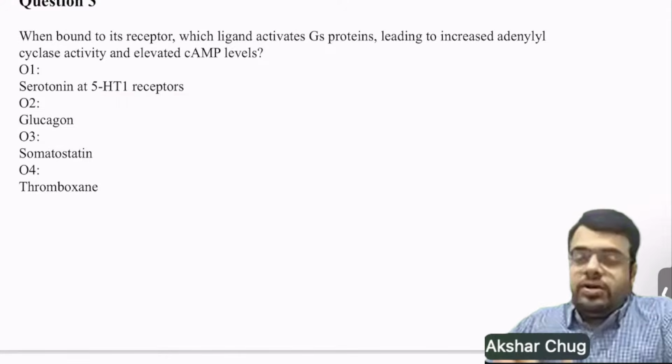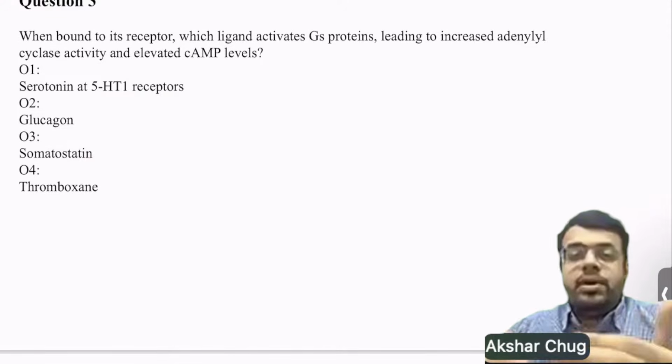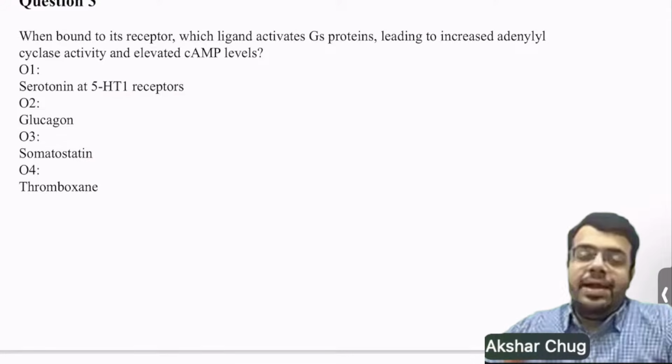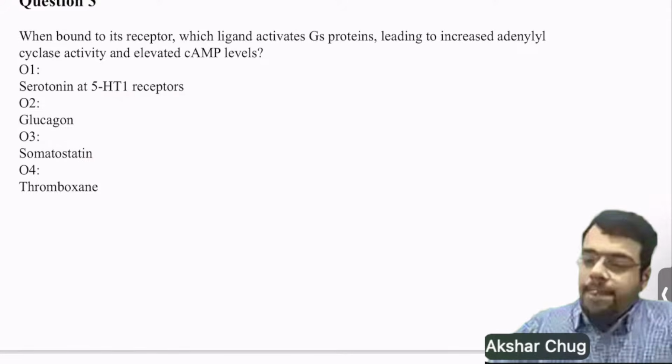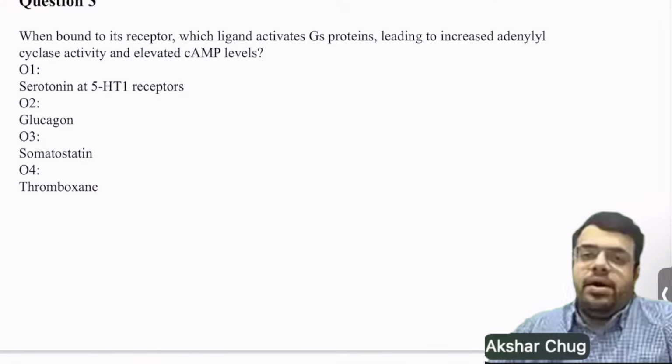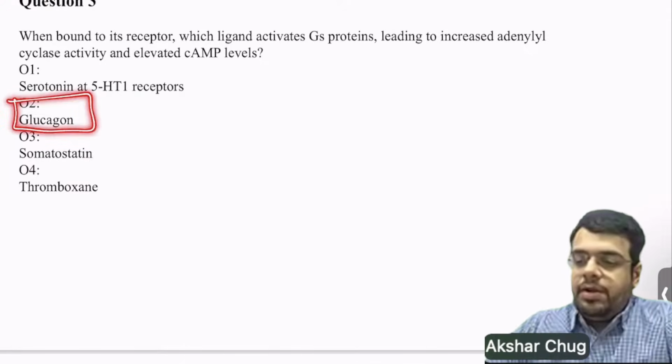Just one thing, that somatostatin is a neurotransmitter or is a hormone which reduces the activity of other hormones. So it's more logical that it will stimulate the GI subtype. Thromboxane A2 is a prostaglandin analog, and it will work via the IP3 pathway. So the best option here will be option 2, glucagon.